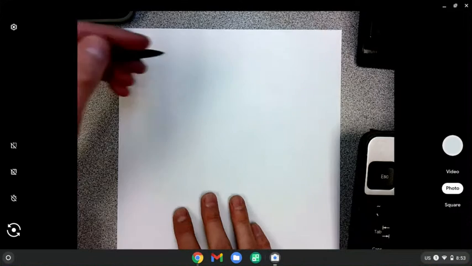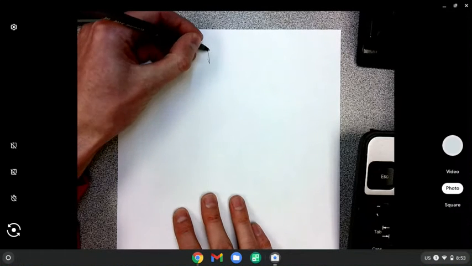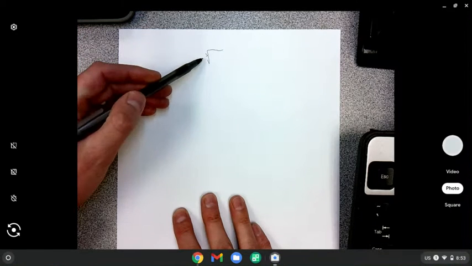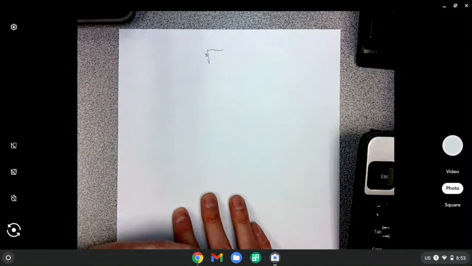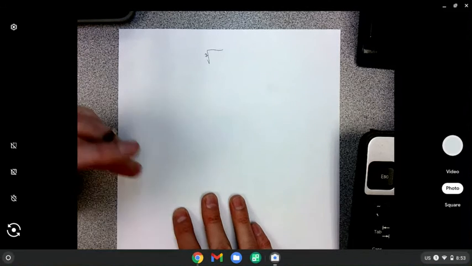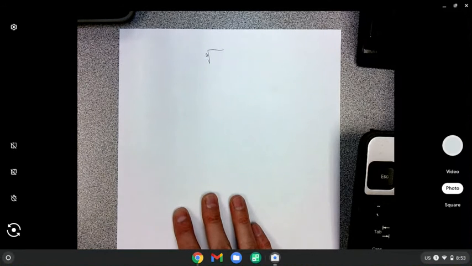All right, here's what I've got for you. If the radical is an odd root, I'll try and write that a little bit bigger. It's an odd root, then we don't have to worry about any of the absolute value stuff.